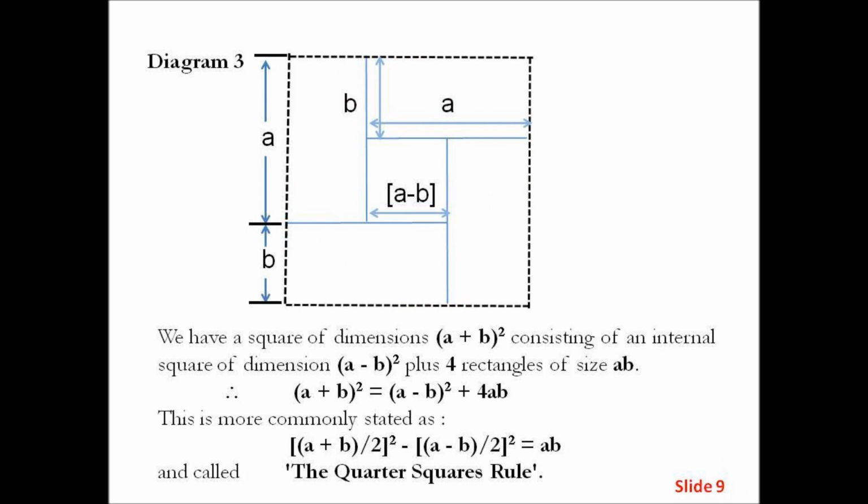Diagram 3. We have a square of dimensions (a+b)² consisting of an internal square of dimension (a−b)² plus 4 rectangles of size a times b. Therefore, (a+b)² is equal to (a−b)² + 4ab. This is more commonly stated as ((a+b)/2)² − ((a−b)/2)² is equal to ab, and called the quarter squares rule.